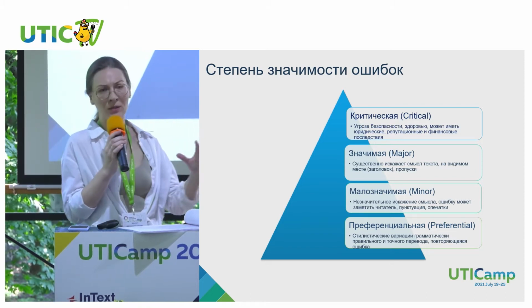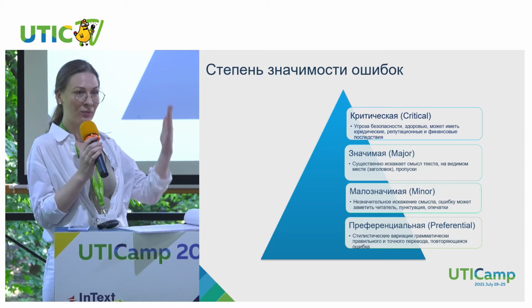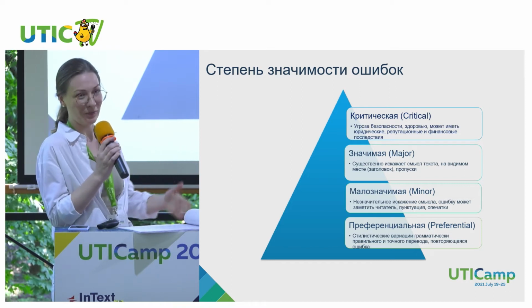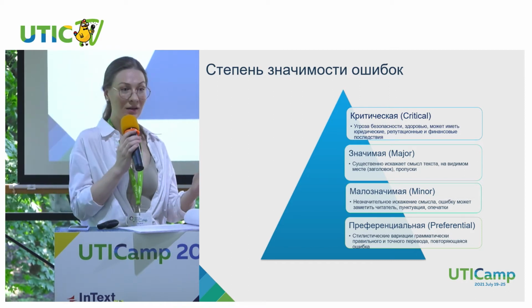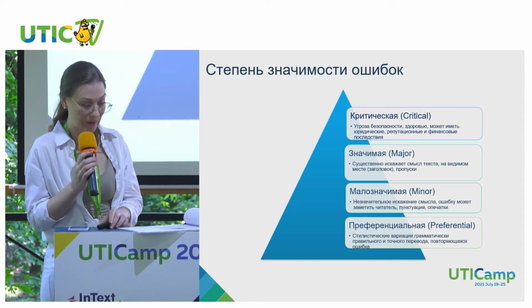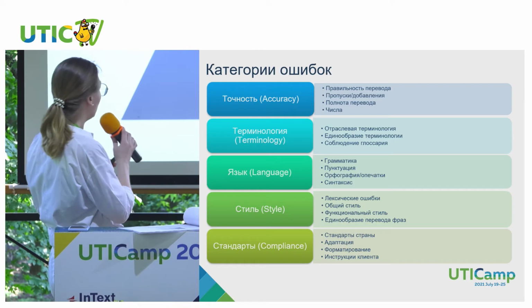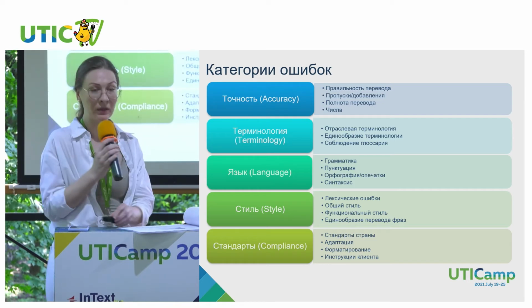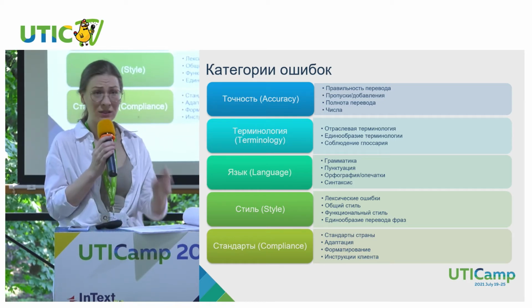Errors happen. For example, one term is improperly translated, and then everything goes downhill from that point. So the text is okay, but it might lose all meaning because of that error. And now let's proceed to categories of mistakes, of errors.